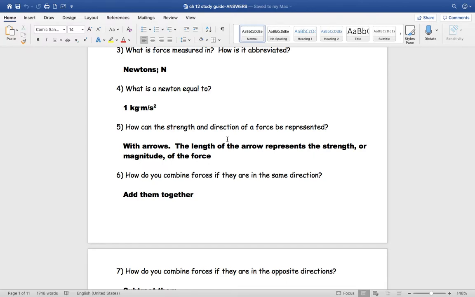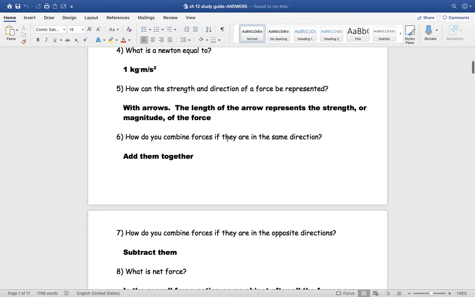I told you guys that you need to make sure that you understand the difference between a Newton and a momentum. A Newton is equal to kilograms times meters per second squared, and momentum is equal to kilograms times meters per second. Okay, it's a big difference.